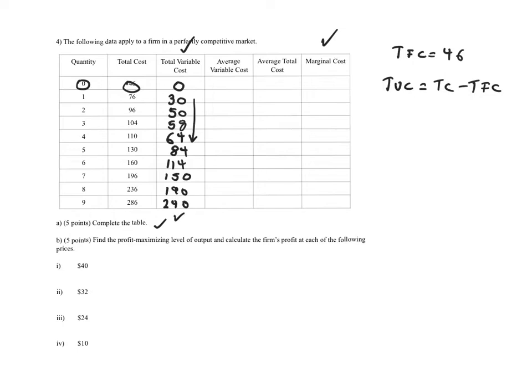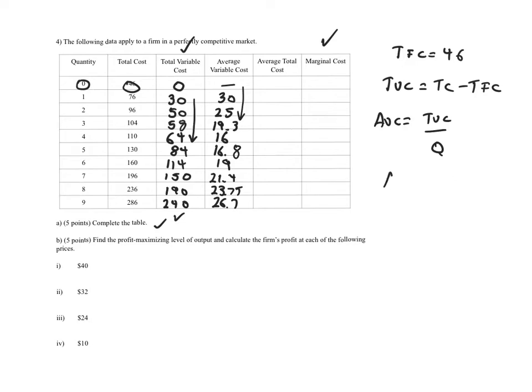Average variable cost is going to be total variable cost divided by quantity. So we are not going to be able to divide by 0. 30 divided by 1 is 30. 50 divided by 2 is 25. And so we continue to divide total variable cost by quantity to get our average variable costs.